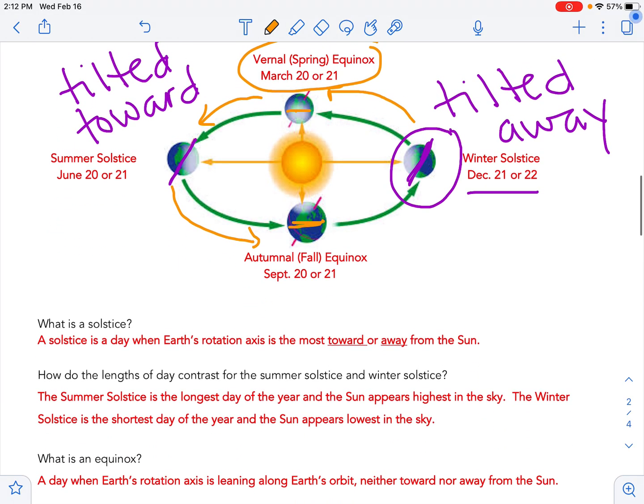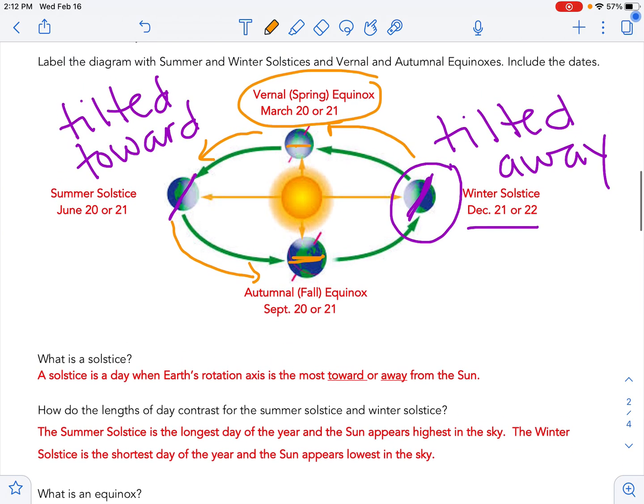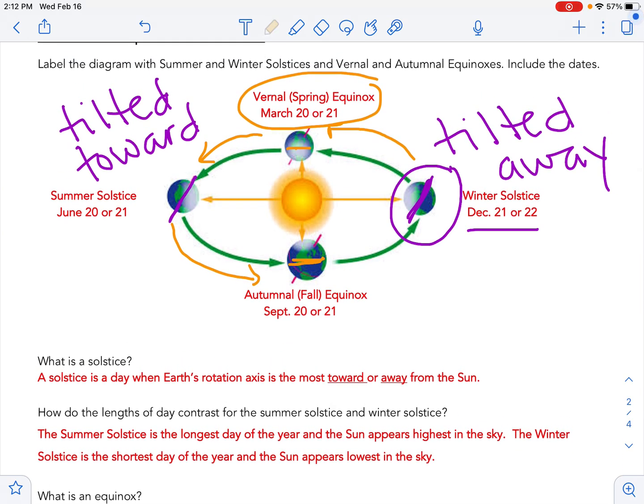So a solstice is a day when Earth's rotation axis is most toward or most away. In this case here, I've already used purple. In this case here, we are most toward, so this is our summer solstice. Here we are most away, so this is our winter solstice.